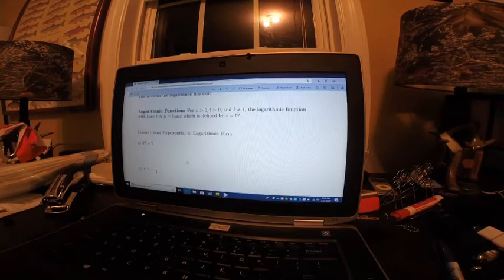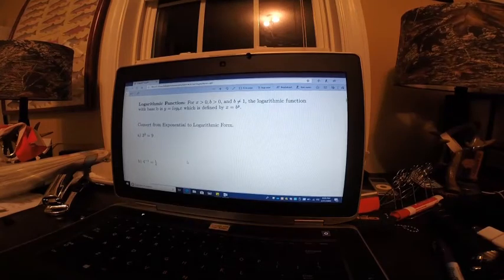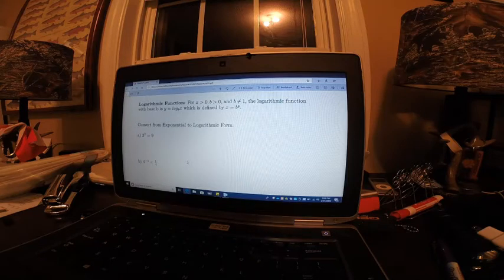So, the definition of a logarithmic function. For x greater than 0, b greater than 0, and b not equal to 1, the logarithmic function with base b is y equals log base b of x, which is defined by x equals b raised to y.